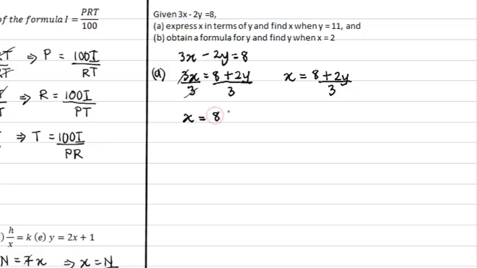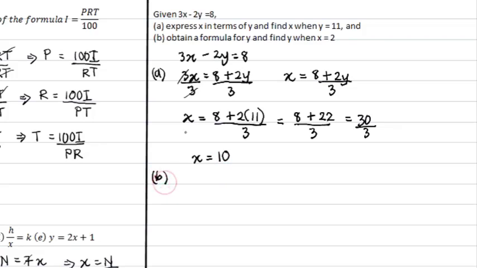That is 8 plus 2y. Instead of putting y this time, we're going to put 11, over 3. So that is 8 plus 2 times 11 is 22, over 3. 22 plus 8 will give us 30. So 30 divided by 3 will give us 10. So our final answer for our x is 10. Now for the B part, obtain a formula for y.